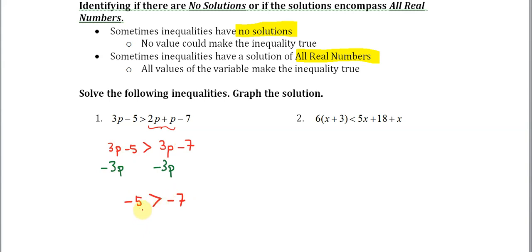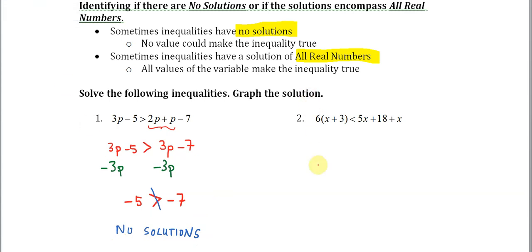It's a contradiction. Negative 5 is not greater than negative 7. So this is what we mean when we say there's no solution. Right? So you end up with an impossible statement. There's nothing that you can put into this variable for this inequality to be true. So we say no solution, and there's really nothing to graph when you don't have any possible solutions. We don't have to graph anything.